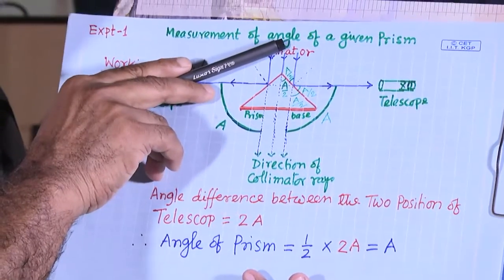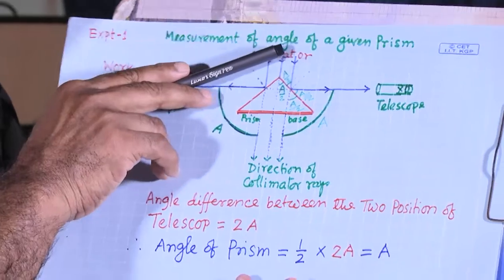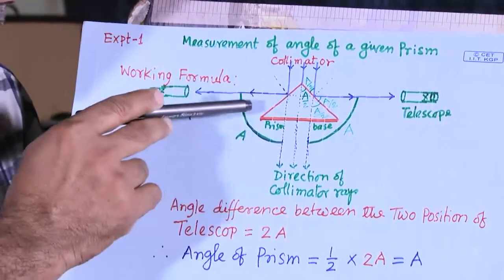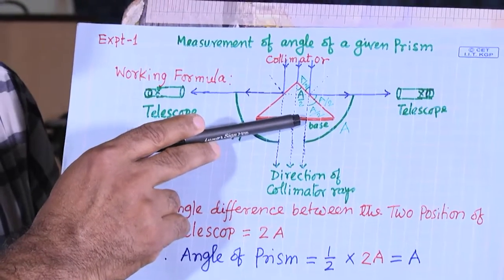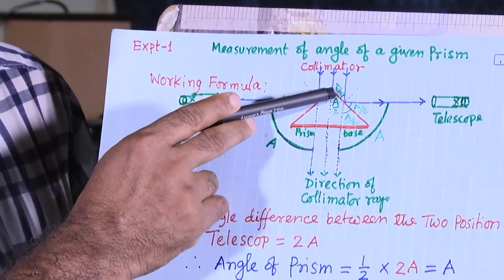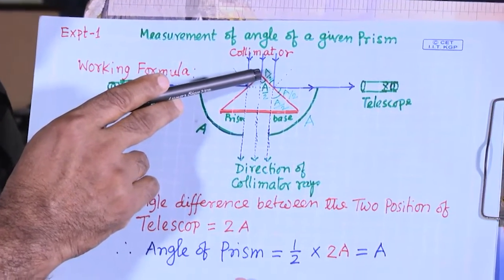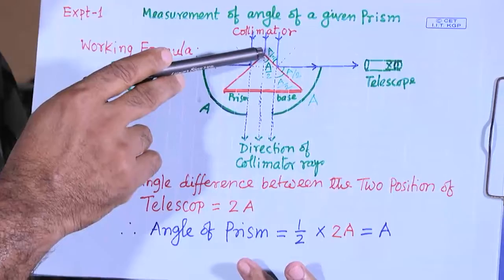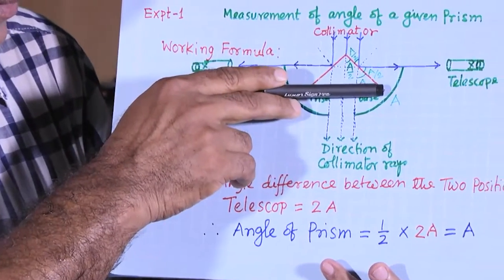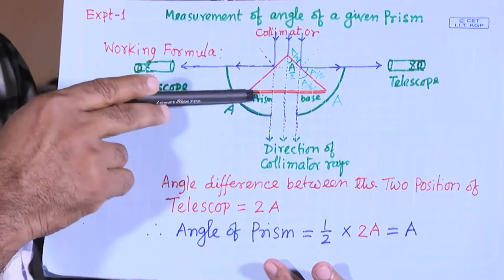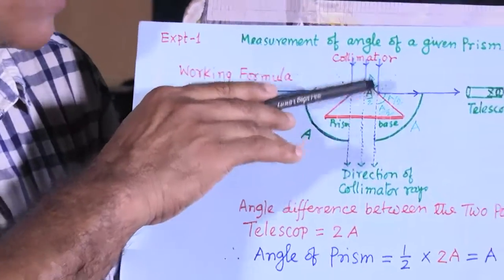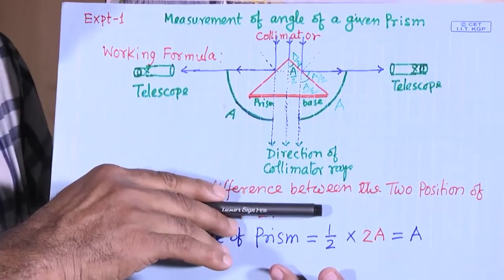So, from the collimator parallel rays are coming and falling on the prism. The prism we have put on the prism table in such a way that this apex is towards the collimator, and the base of the prism is on the opposite side of the collimator, towards the telescope.